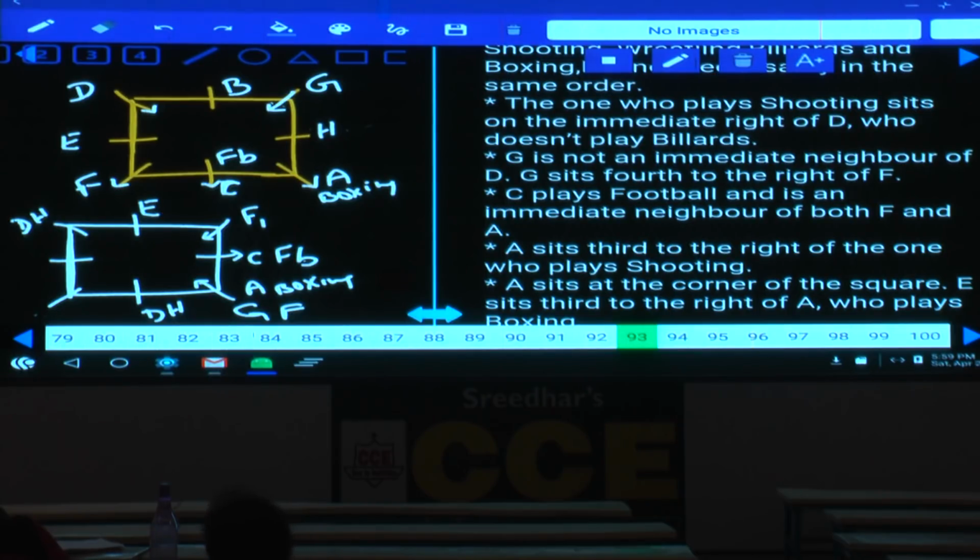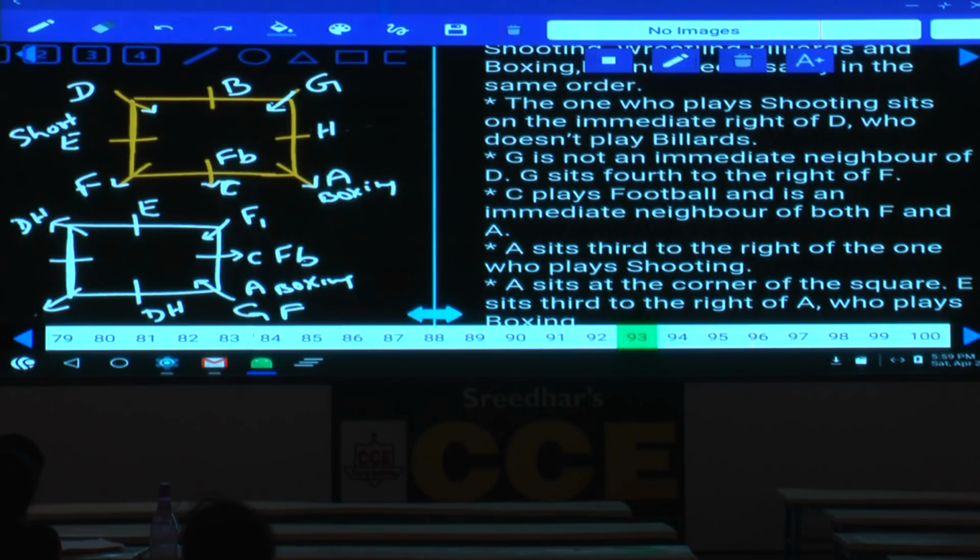Because among the four persons who are at the corners, and here also these persons are away from the center, because only two are facing the center and two are away from the center. Then the one who plays shooting sits on the immediate right of D, hence this E must be shooting. Are you following this one or not? And this E must be shooting, immediate right hand side. And next, D does not play billiards. As this D does not play billiards, hence billiards, D is ruled out. G is not an immediate neighbor of D, and G sits fourth to the right of F.